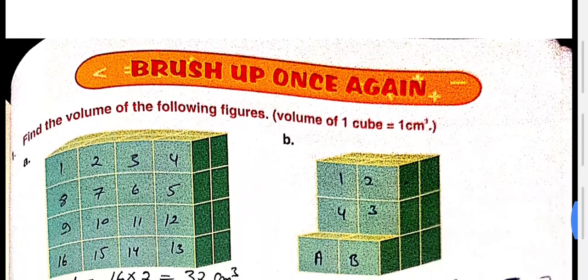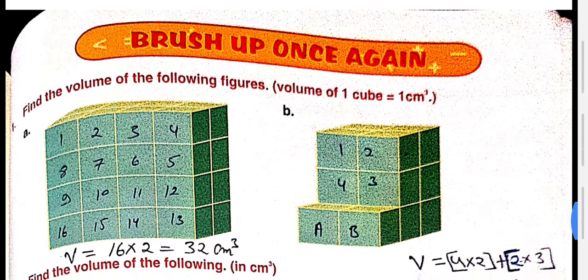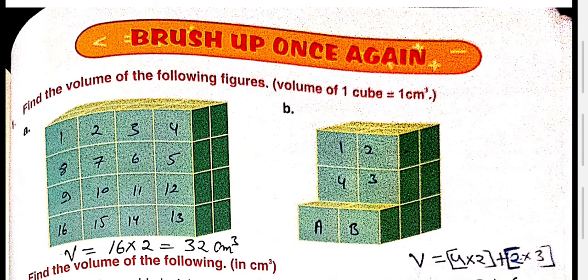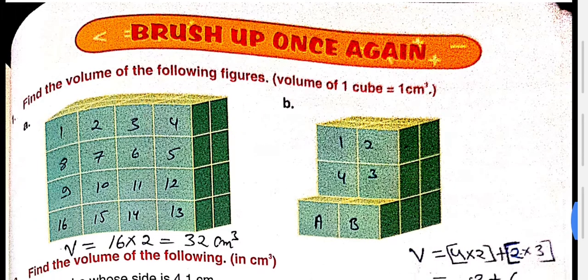Now come on, brush up once again. Find the volume of the following figure. We are doing exercise 10A. 1, 2, 3, 4, just count how many are there: 16, and how many rows are there: 1 and 2. So you multiply 16 by 2, you get 32 centimeter cube. 32 centimeter cube.